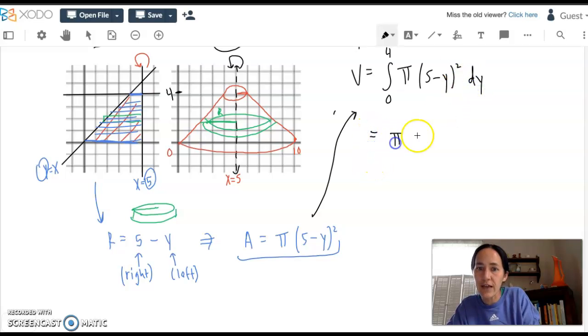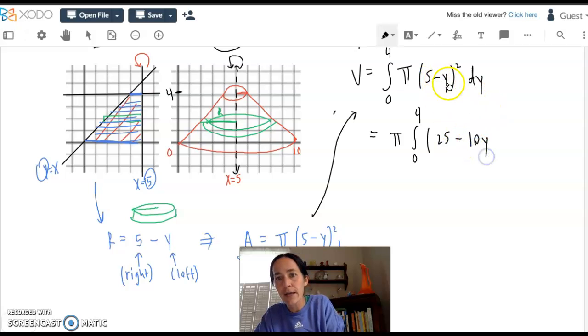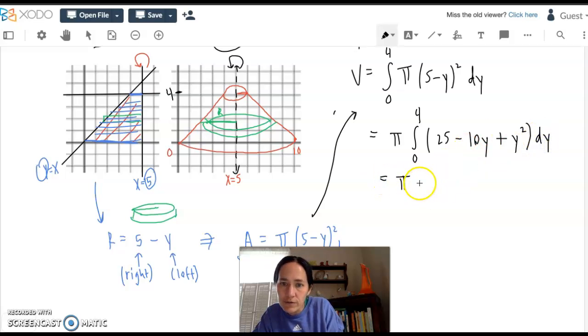Okay, very similar to the last one in terms of calculating it. Move the pi outside. Carefully expand the binomial so you have an easier time integrating this thing. So we'll go 5 squared, so 25, minus double the product, minus 10y, and then plus y squared, squaring the last one. And we will carefully take an antiderivative. So 25, tag on the variable, 25y, minus 10y squared over 2. So 10 over 2 just gives you 5y squared, plus y to the third over 3.